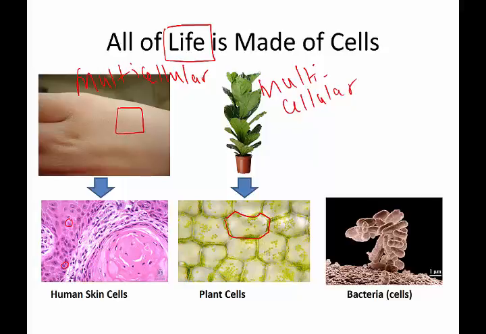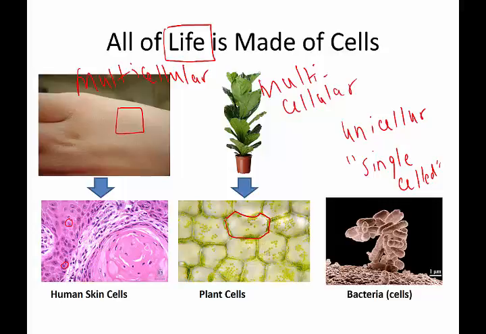As opposed to being multicellular, we also have organisms that are made up of a single cell, sometimes called unicellular, or more simply, single cell. Bacteria are a very good example of a single-celled organism. As you know, bacteria are very small. As opposed to humans and plants, which are very big in comparison, bacteria are made up of a single cell, so they're very, very tiny in comparison.